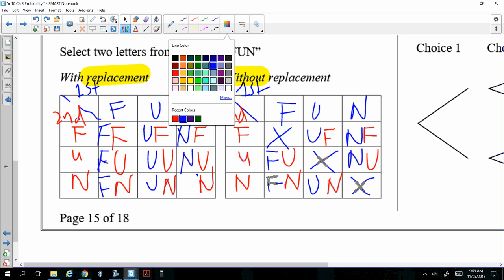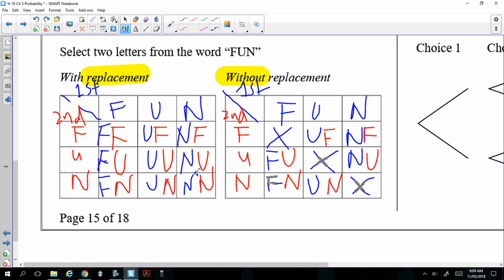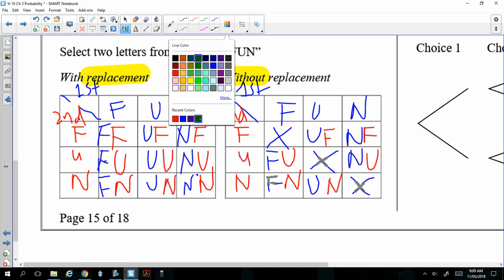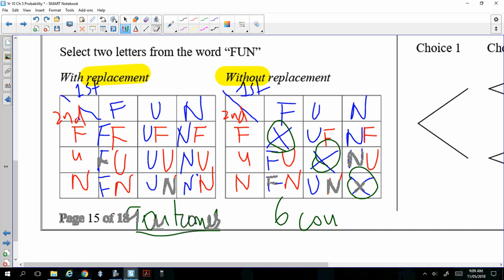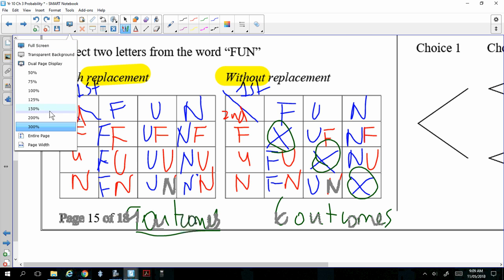Okay, so as you can see, the difference between them, there are 9 outcomes here. Whereas this one, due to the exclusion, I only have 6 outcomes. So note the difference between without replacement and with replacement, they have a smaller sample size. Alright, good.